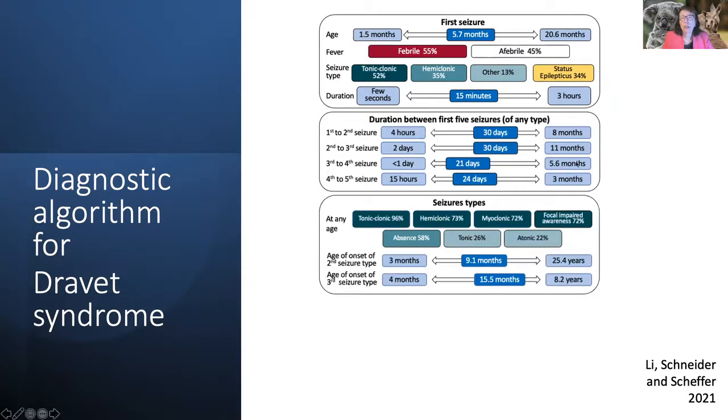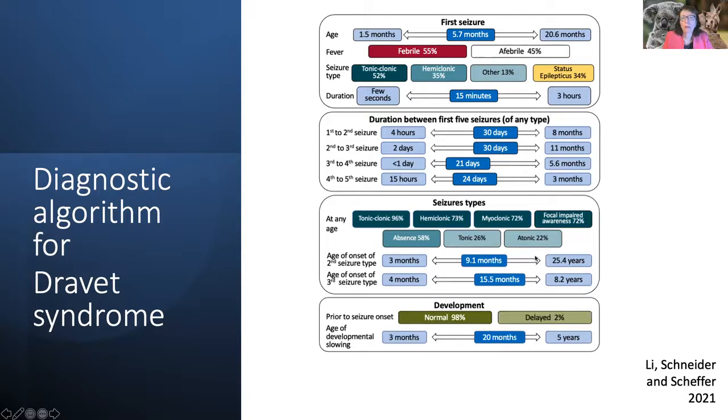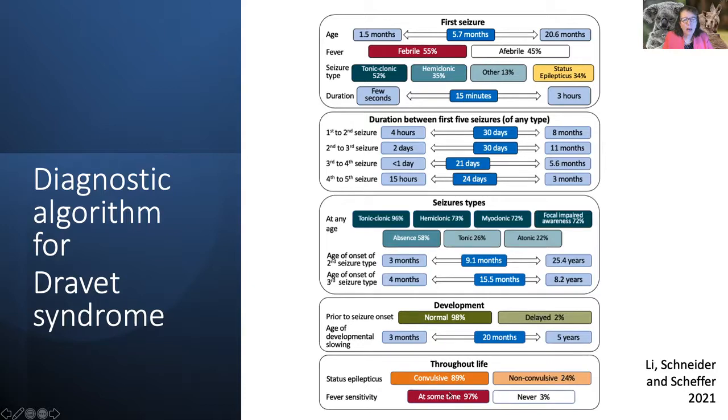These are the seizure types you'd look for in the baby to emerge over time, and the age of onset of subsequent seizure types if they were to get one. This is their developmental profile and when you might see developmental slowing become apparent. And finally, to show they're still at risk throughout life of status epilepticus, and they're very likely to have fever sensitivity.